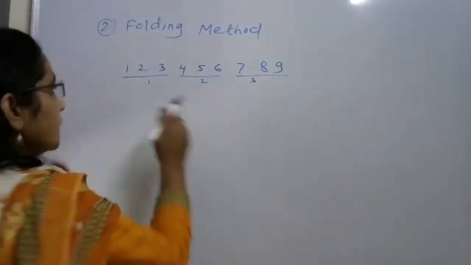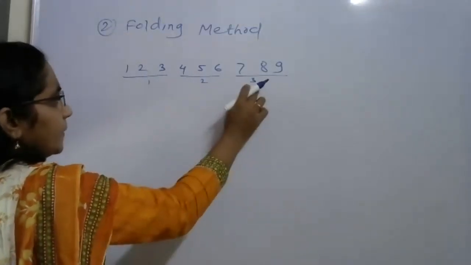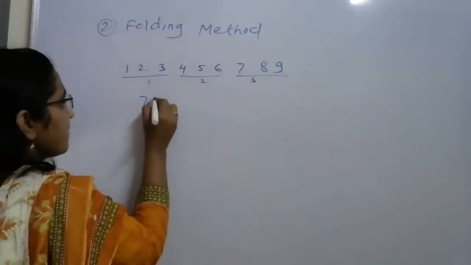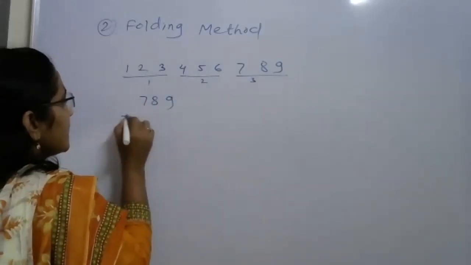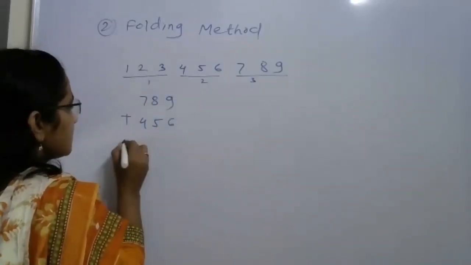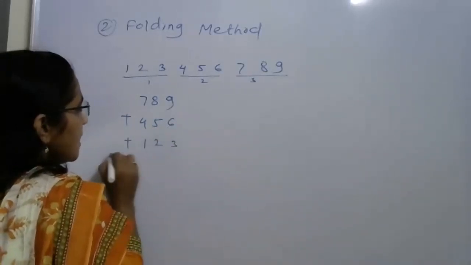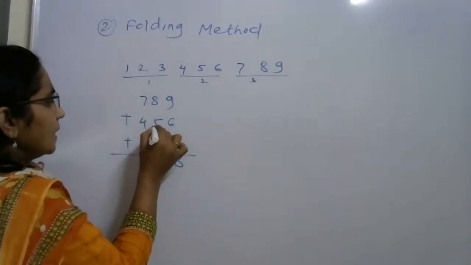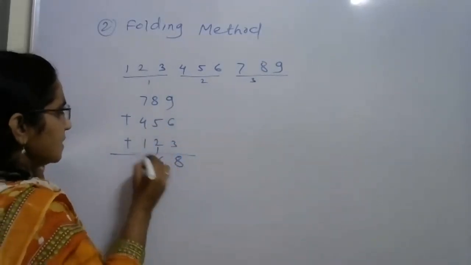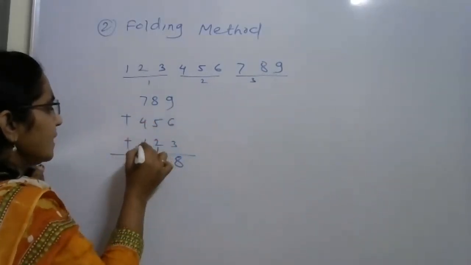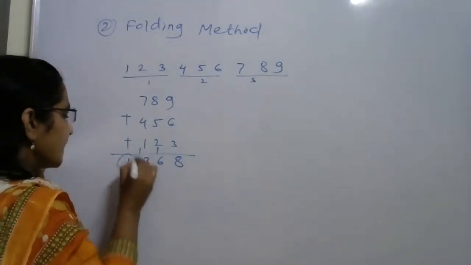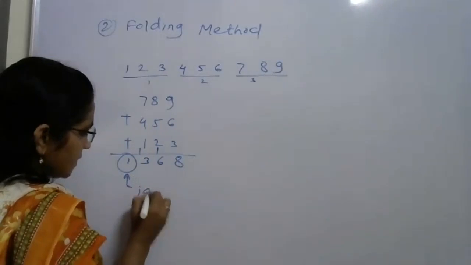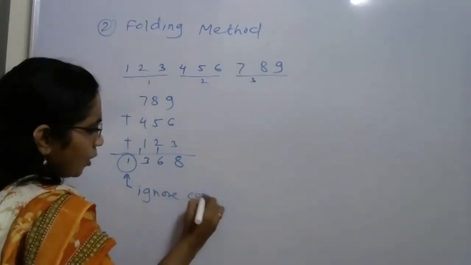So how to do it? See, these are the 3 different parts. Now you just add all these. I start from the last part, 7, 8, 9 plus 4, 5, 6 plus 1, 2, 3, and you just do the addition. 9 plus 6 plus 3 is 18, 8 and carry; then 13, 14, 15, 16, then 11, 12, and then 13. 1 is the carry, so ignore that carry. If a carry is there, then you just ignore the carry. And what will be the address?